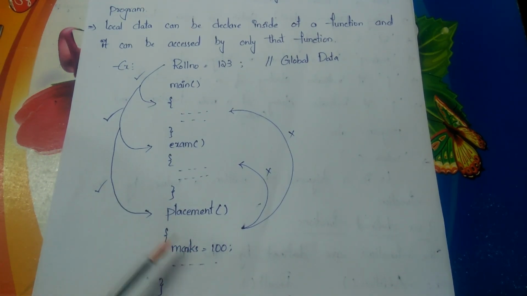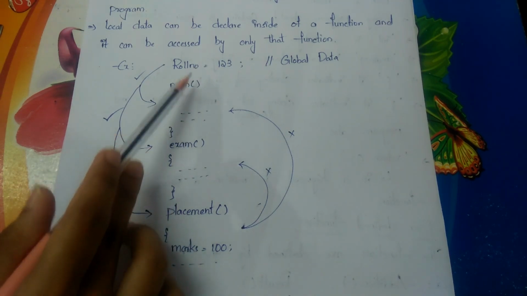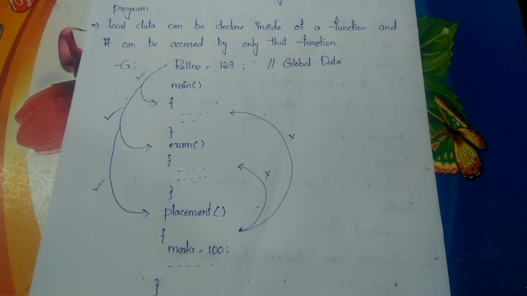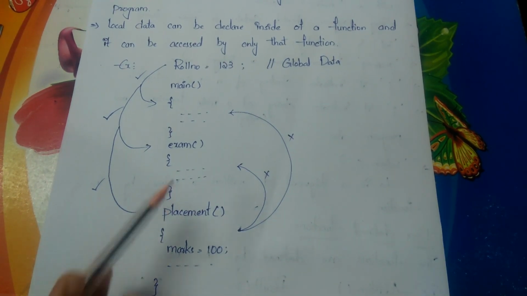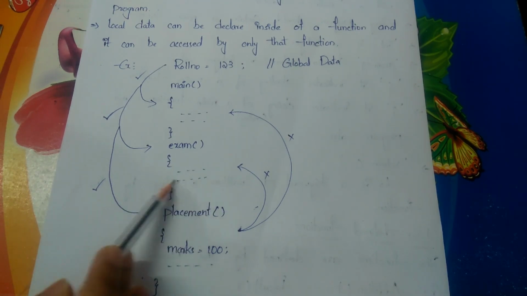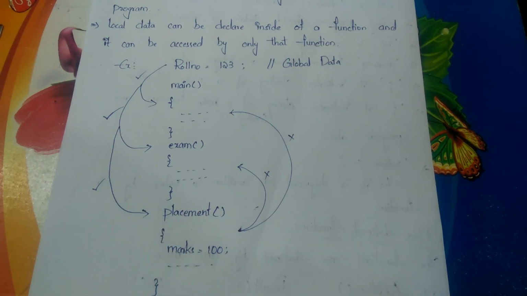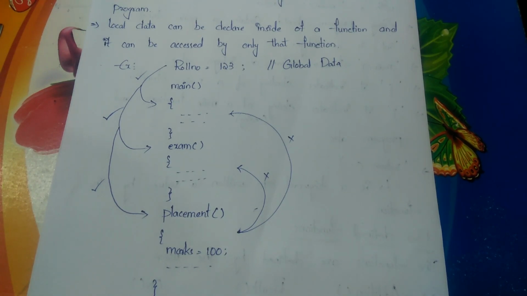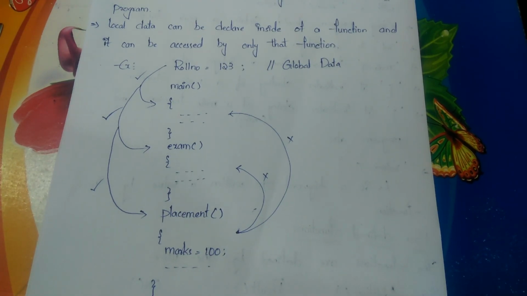Local data is declared inside one function and can be accessed by only that function, whereas global data can be accessed by any number of functions. It can be accessed by any function. Each function contains self-contained blocks, and in this block we write the statements. So this is about the global declarations. This is all about the structure of C. We have three parts: documentation section and preprocessor, and then next the global declarations.